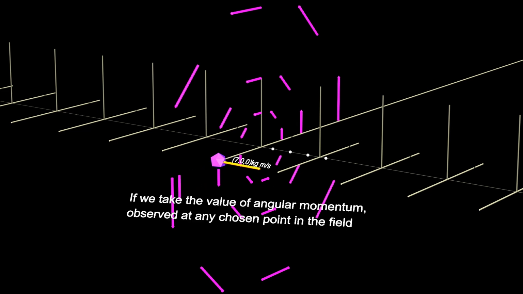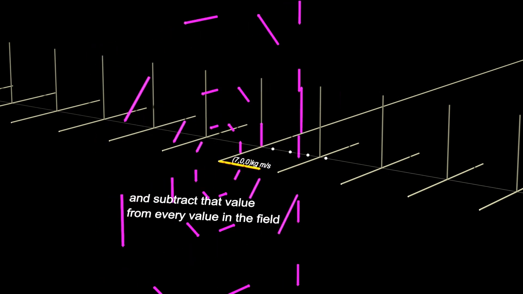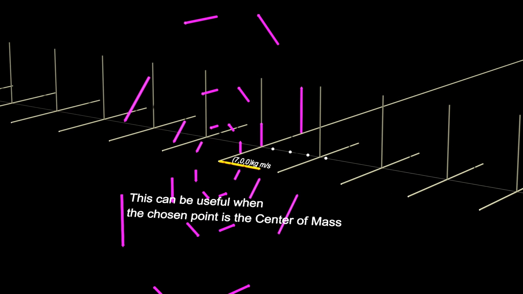If we take the value of angular momentum observed at any chosen point in the field and subtract that value from every value of the field, the result is the portion of the field due only to the total linear momentum centered around the chosen point. This can be useful if the chosen point is the center of mass.